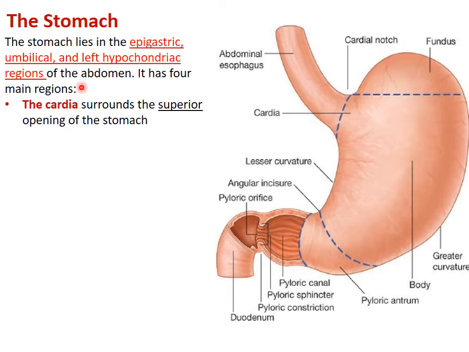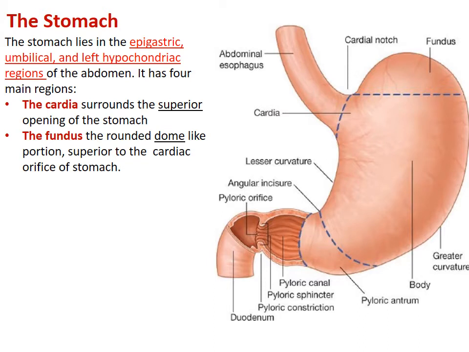The cardiac region means towards the heart, and it surrounds the superior opening of the stomach. This is the superior part, this is the esophagus, and this opening is the cardiac orifice of the stomach. The region that surrounds this opening is the cardiac region. Then we have the fundus. The fundus is very tricky. Make a horizontal line from the cardiac end, the opening of the stomach. The area above this line, that dome shape, is called the fundus and is superior to the cardiac orifice of the stomach.